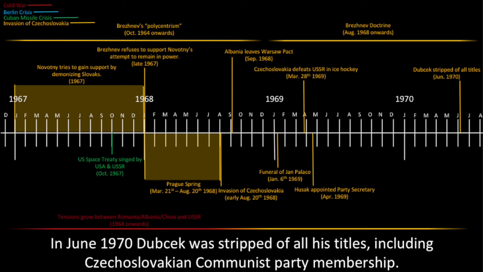In June 1970, Dubček was stripped of all his titles, including Czechoslovakian Communist Party membership.